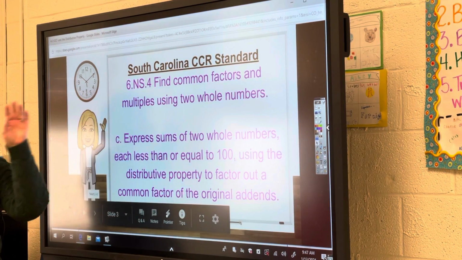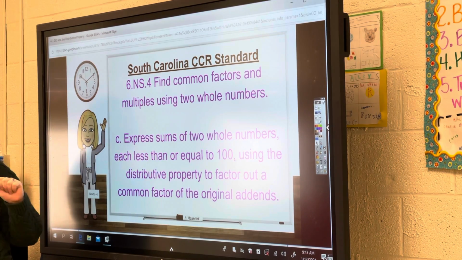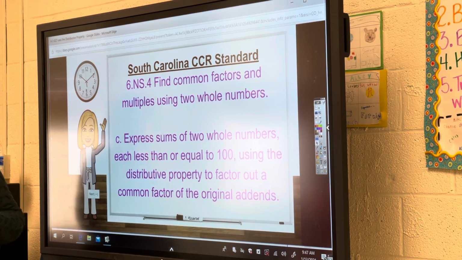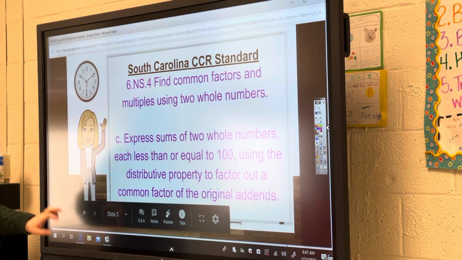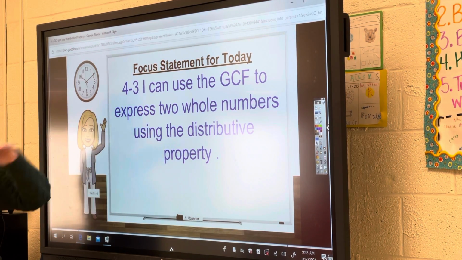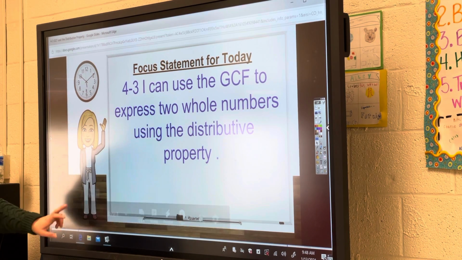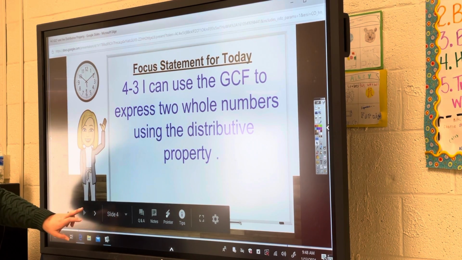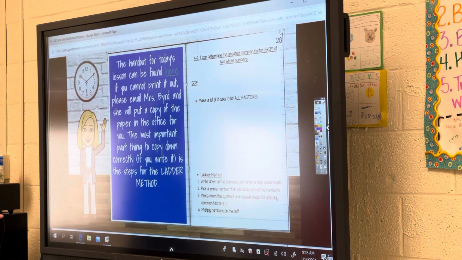now you remember me telling you about the little sub-standards? This one just happens to be C. Express the sums of two whole numbers, each less than or equal to 100, using the distributive property to factor out the common factors of the original numbers. And I printed this for you on your paper. I can use the GCF to express two whole numbers using the distributive property. So we're not using fractions, not using decimals.